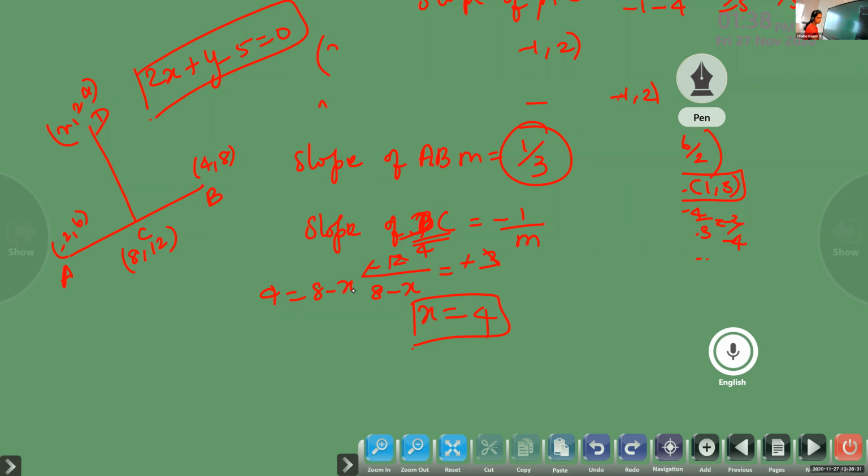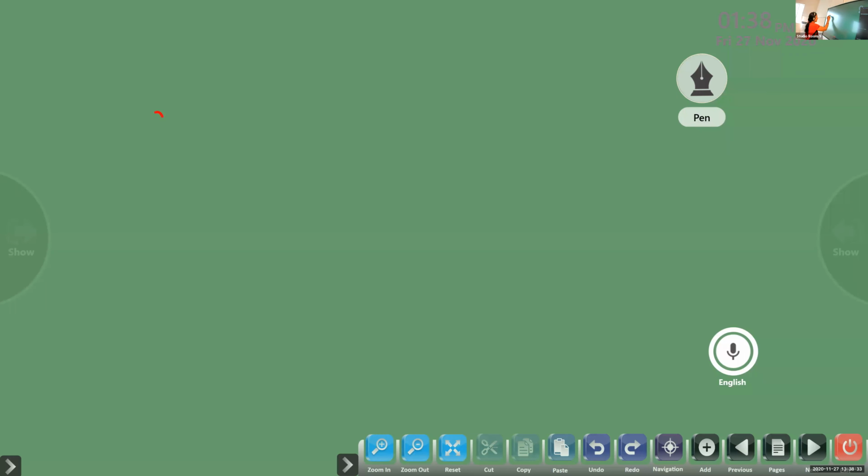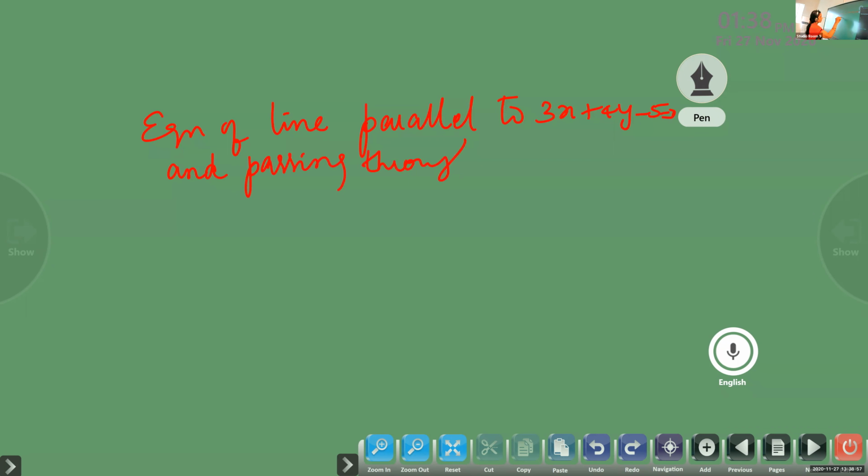Next one. Find the equation of the line parallel to 3x plus 4y minus 5 is equal to 0 and passing through 1, 1.